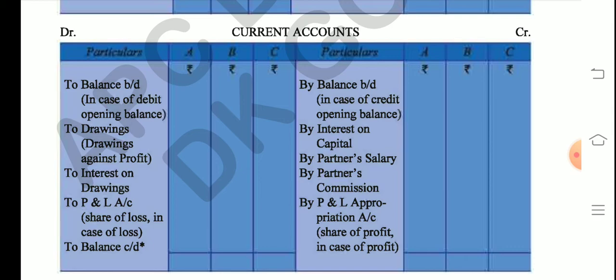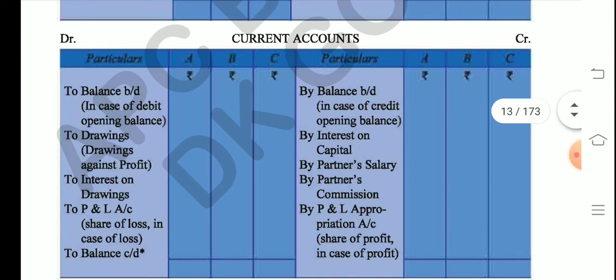We here mention on the debit side to balance BD. Why do we write to balance BD? You might be thinking, ma'am, why is balance BD written on both sides? Suppose, students, any partner has a positive balance, so that we are going to write on the credit side.